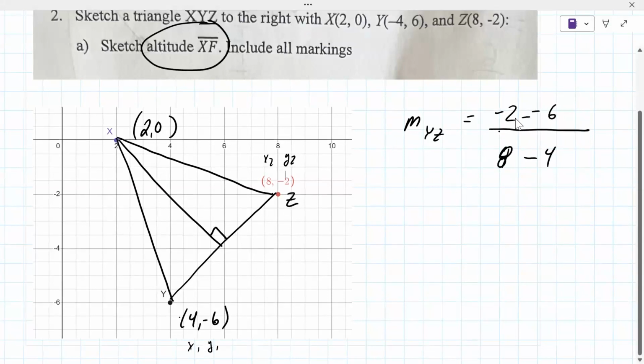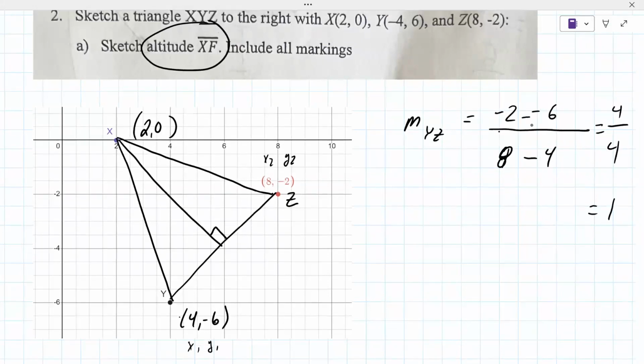-2 minus -6 ends up giving you 4. 8 minus 4 is 4. I've got 1 4/12. And that's where reasonableness comes in, right? It's got to be up 1 over 1.